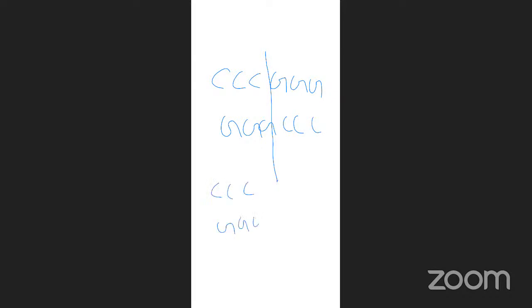For example, C, C, C, G, G, G, G, G, G, C, C. Cut in this direction. Is there any sticky end? This is C, C, G, G, G. Here G, G, C, C, C. Is there any sticky end?